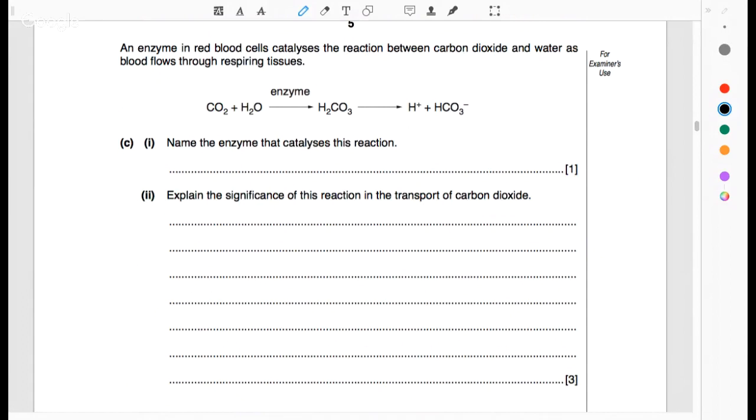So the hydrogen carbonate ions diffuse out of the red blood cells into the blood plasma. I think 85% of carbon dioxide is transported this way.